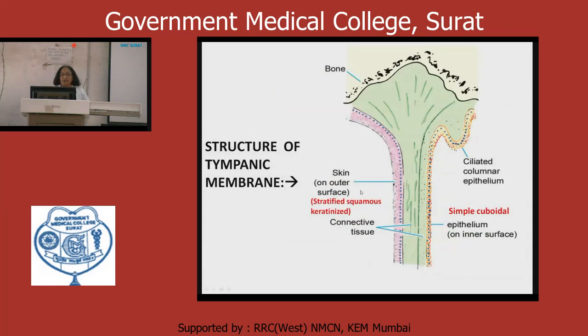The outer surface is made up of skin, and the epithelium is stratified squamous keratinized epithelium. The inner surface of the tympanic membrane is made up of another epithelium, that is called the simple cuboidal epithelium. So the tympanic membrane has bilateral epithelium, respectively the outer side stratified squamous keratinized and the inner side simple cuboidal epithelium.